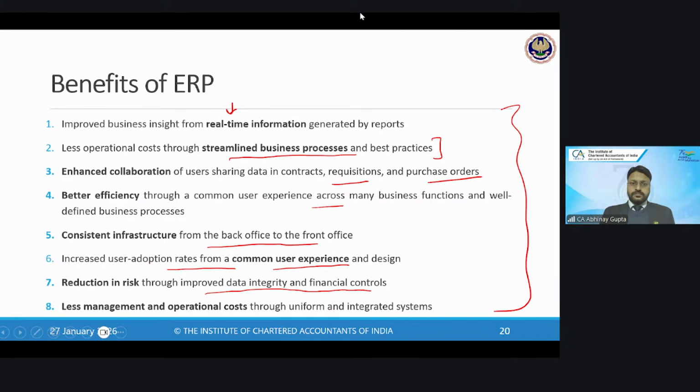Sir, I need one clarity. For cloud computing, there are certain benefits. In ERP, certain benefits are there. In both cases, what are the similarities? What is the differentiation, sir?